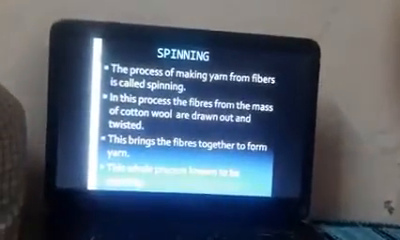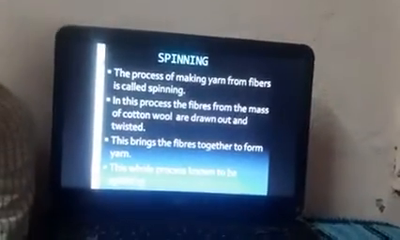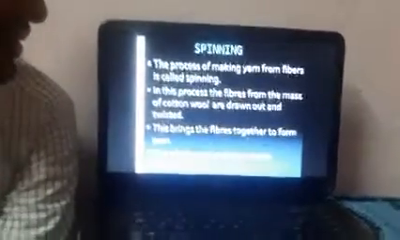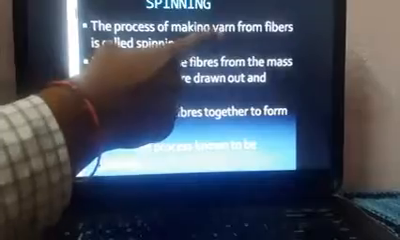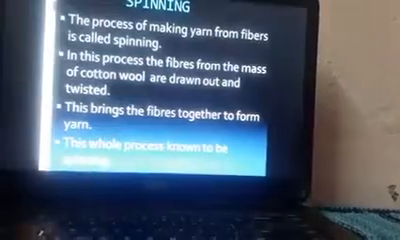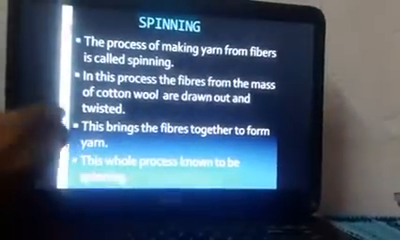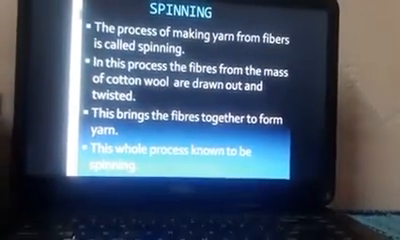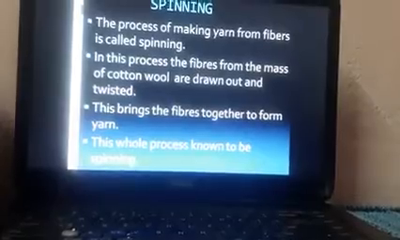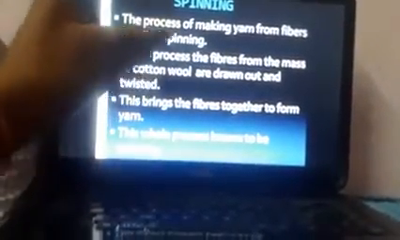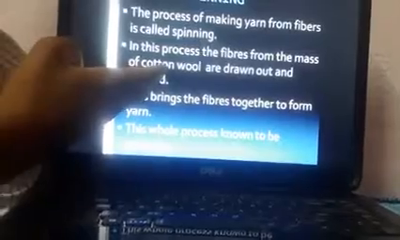We have discussed something about spinning in the last videos. Spinning is the name of the process in which yarns are formed by using fibers. In this process, the fibers from the mass of cotton wool are drawn out and twisted. The activity we have just done, we did by hand. In factories, they use machinery to prepare the yarns from cotton wool.